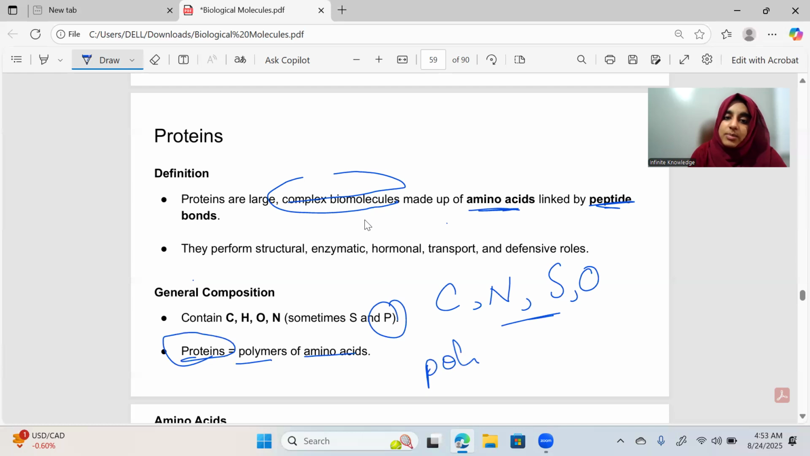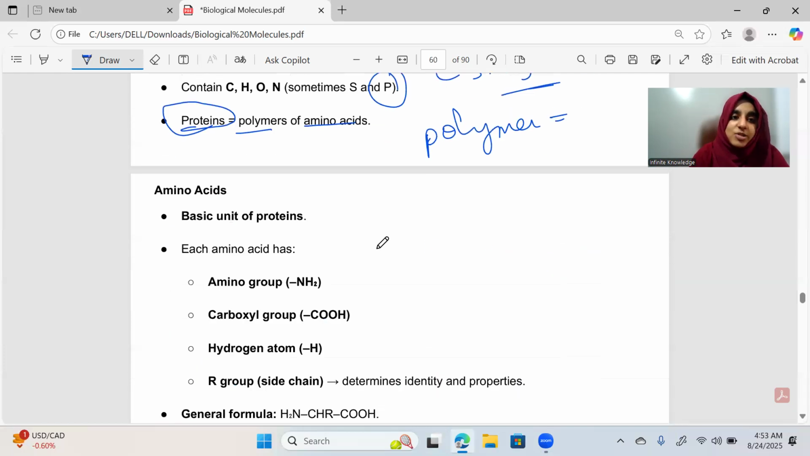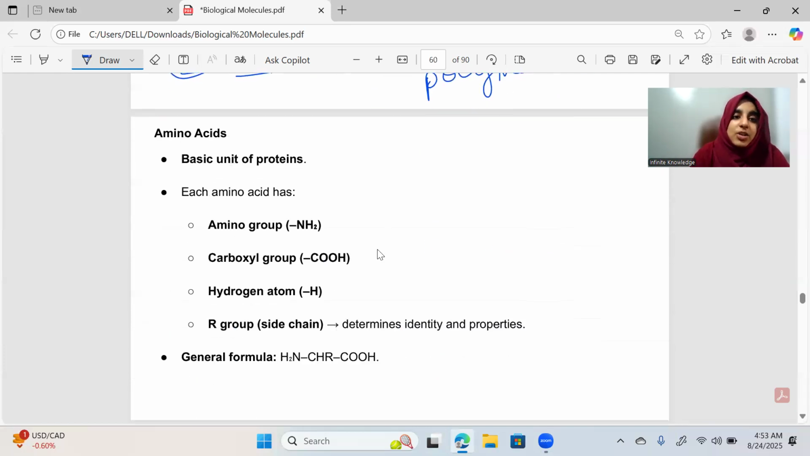Now, what is a polymer? Polymer means when basic units like monomers combine together with a linkage in between, for example, a peptide linkage, in order to form a polymer. Polymer is a complex structure, right? Now, what is the basic unit of proteins?